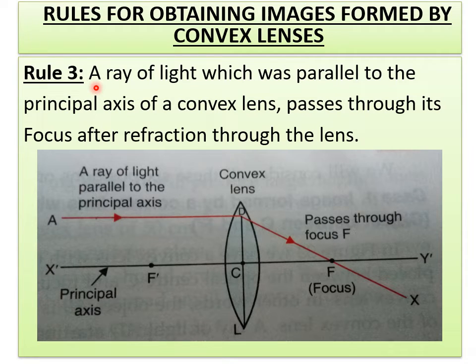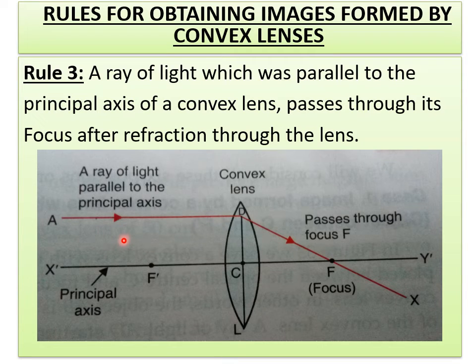What is rule 3? A ray of light which is parallel to the principal axis of a convex lens passes through its focus after refraction through the lens. This is something we have already learned in the introduction. Whenever a parallel ray passes through the lens, it passes through the focus. That is the principal focus ray diagram you have learned. Similarly, that is applied here, children.